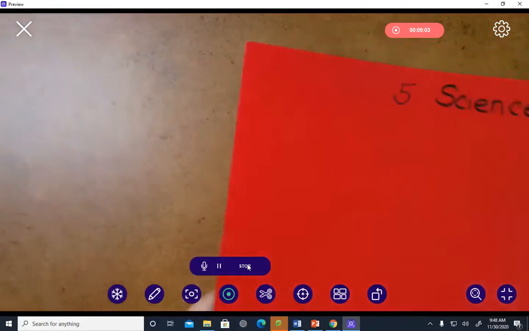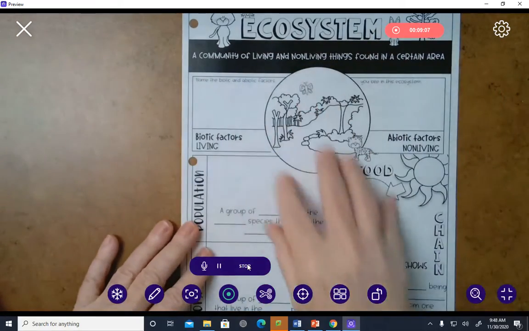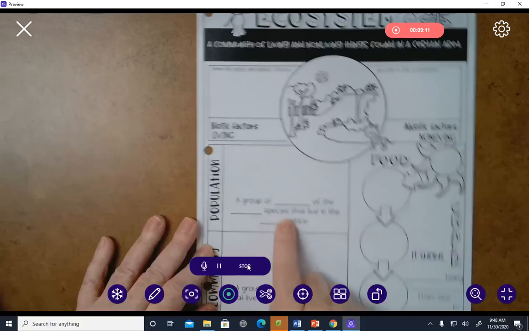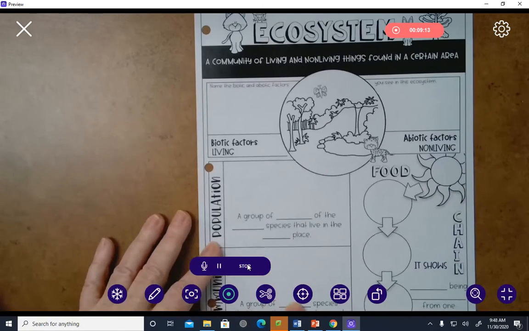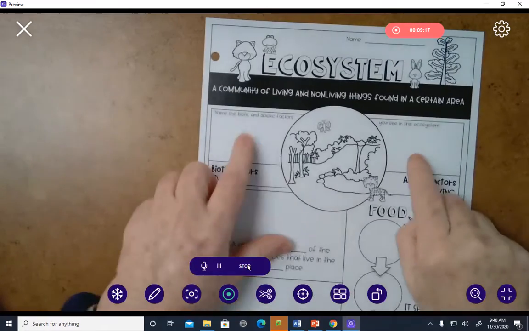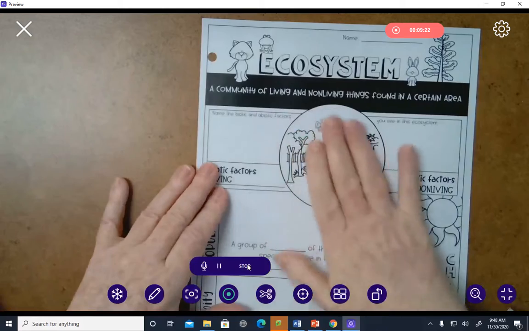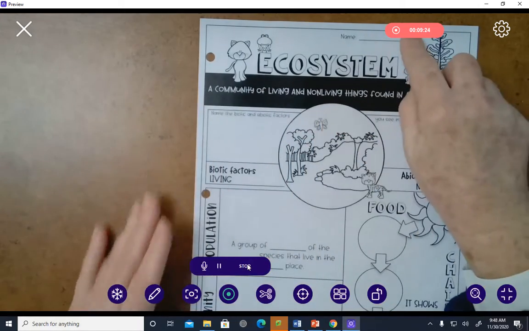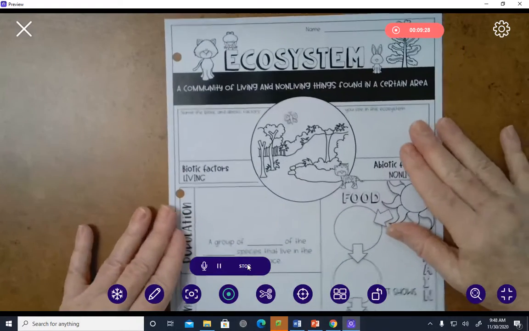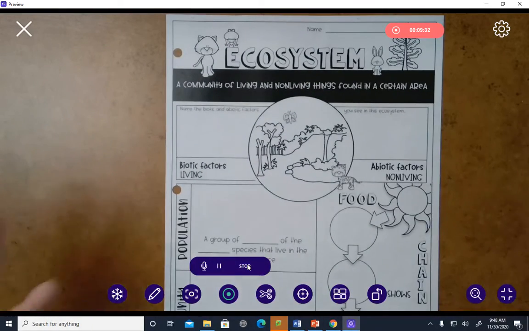So what I'd like you to do today is, this is just a brief review ecosystem paper where you're going to be filling in the definition of a population, a definition of a community, how a food chain works. Right in here you could write the abiotic and biotic factors. Feel free to color this. Write your name up here so I know who it is, especially if you send it from another email, or attach it and send it to me.